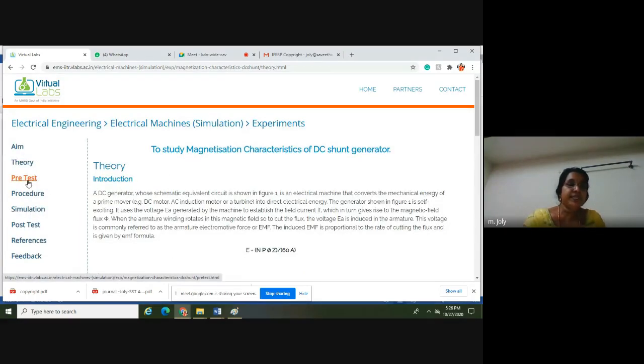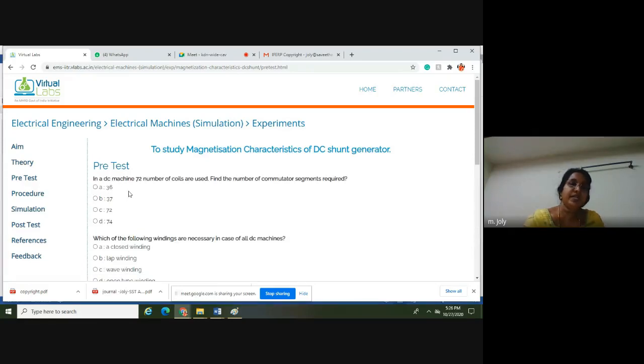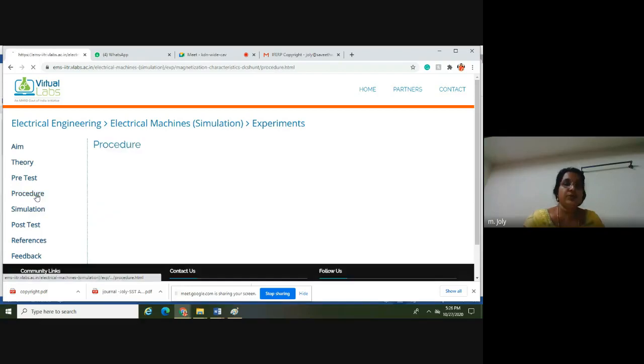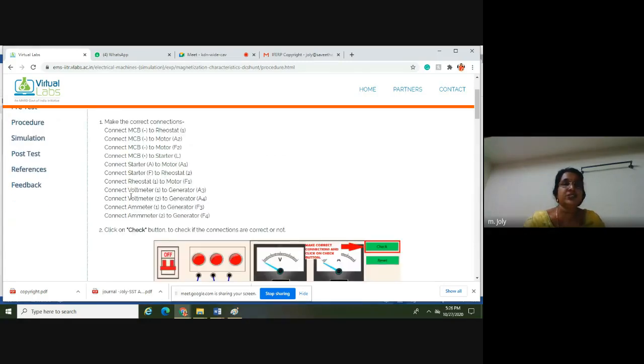Okay, then pre-test. Pre-test means some tests will be given. Okay, that and all not needed. If you are interested, you can see it. Okay, then procedure. Here the procedure is given. So make the correct connections. Connections means these are the steps to do that.